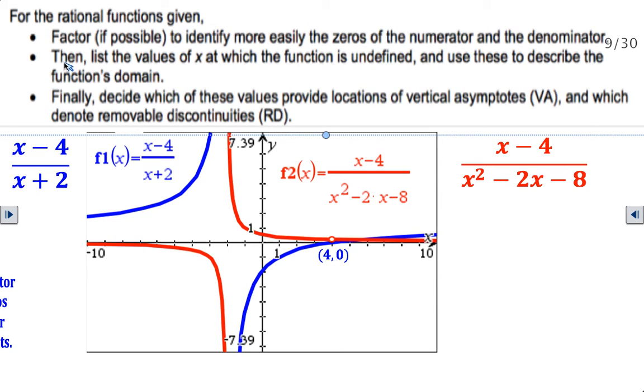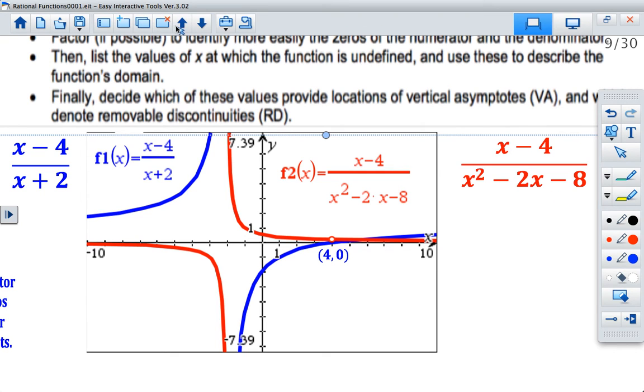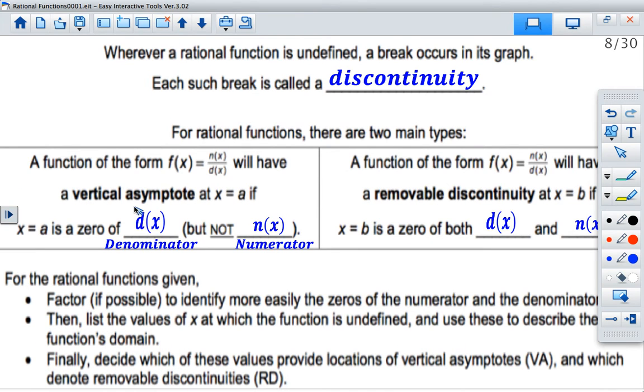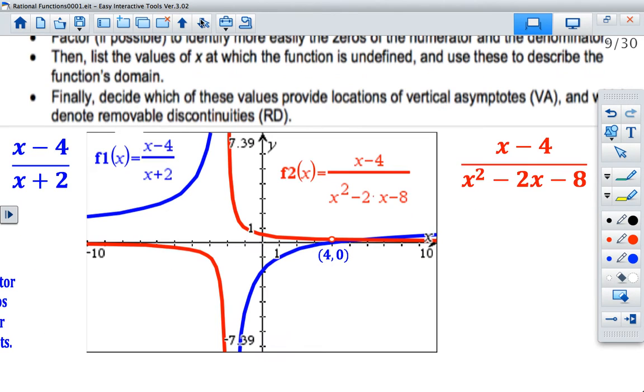Okay, and then list the values of x at which the function is undefined and use these to describe the function's domain. Okay, finally decide which of these values provides the location of a vertical asymptote and which denotes removable discontinuity. Okay, so we already went through the different rules. If it's a 0 of the denominator but not the numerator, you have a vertical asymptote. If it's a 0 of both, you're going to have removable discontinuity. All right, so let's look at this.